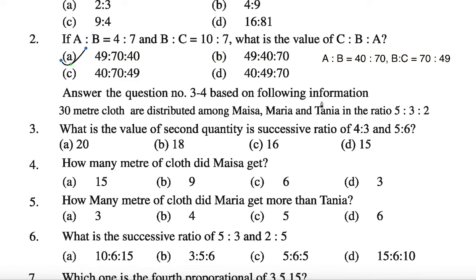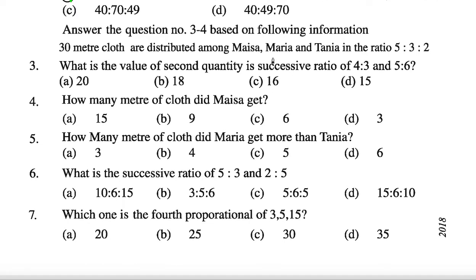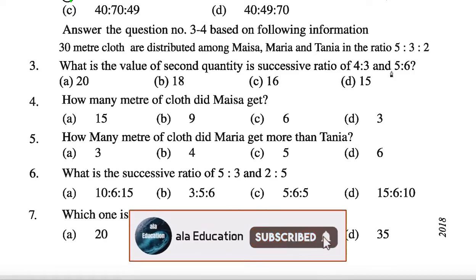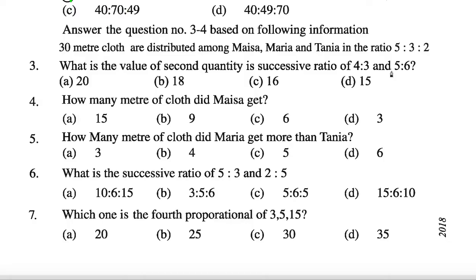Answer the question number 3 to 4 based on the following information. 30 meter cloth is distributed among Maisa, Maria and Tanya in the ratio of 5 is to 3 is to 2. What is the value of second quantity in successive ratio of 4 is to 3 and 5 is to 6? What is the value of second quantity? 15.